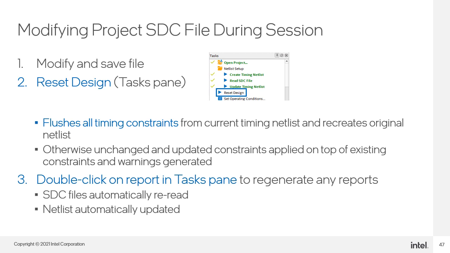So the process is to modify and save your SDC file, reset the design, and then generate the reports. When you generate your reports, the Timing Analyzer will go through the process of recreating the timing netlist, rereading the SDC file, and overlaying the SDC constraints on top of the timing netlist.